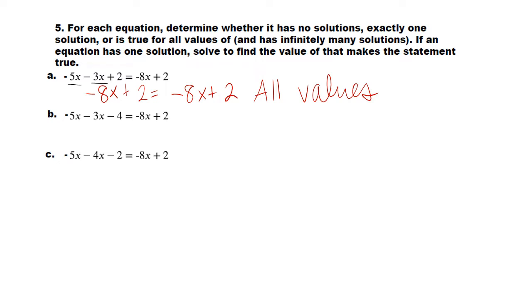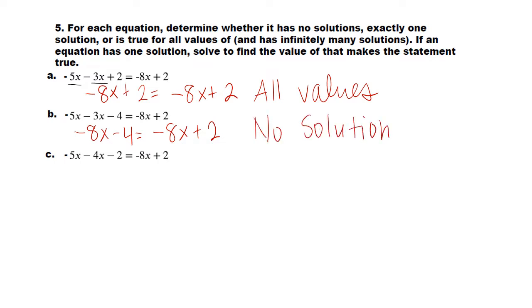Okay, part B. I get negative 5x minus 3x again, which is basically the same thing. So I get negative 8x, okay, minus 4 equals negative 8x plus 2. Now, my coefficients are the same, but my constants are different. I know that this is going to have no solution because my constant's going to cancel out and I'm going to get two numbers that are not equal.